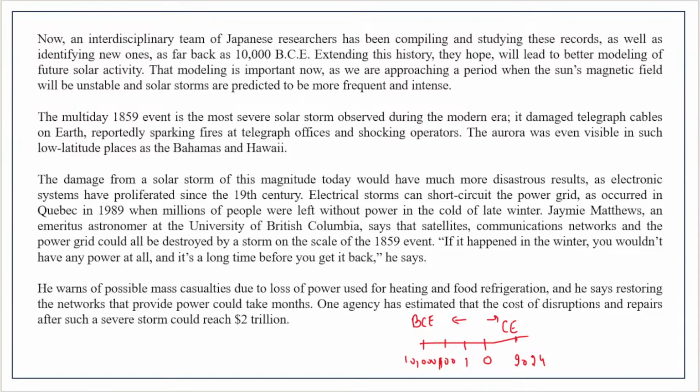Jamie Matthews, an emeritus astronomer at the University of British Columbia, says that satellites, communications networks, and the power grid could all be destroyed by a storm on the scale of the 1859 event. So, चलिए, let's understand different words here. Emeritus. What is emeritus? Emeritus is basically when someone is experienced and has maybe retired or stopped working there in some way.